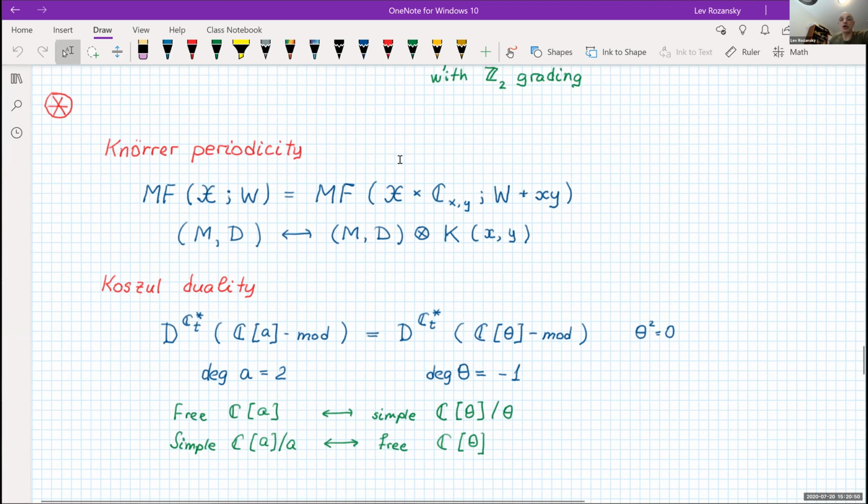So we go back to important properties of matrix factorizations. We mentioned last time so-called Knörrer periodicity. If you multiply your variety by C2 with coordinates x, y and add xy to the superpotential, then the category remains equivalent to itself, it doesn't change. And the way to identify old matrix factorizations with new ones is to tensor them with the Koszul matrix factorization of x and y.